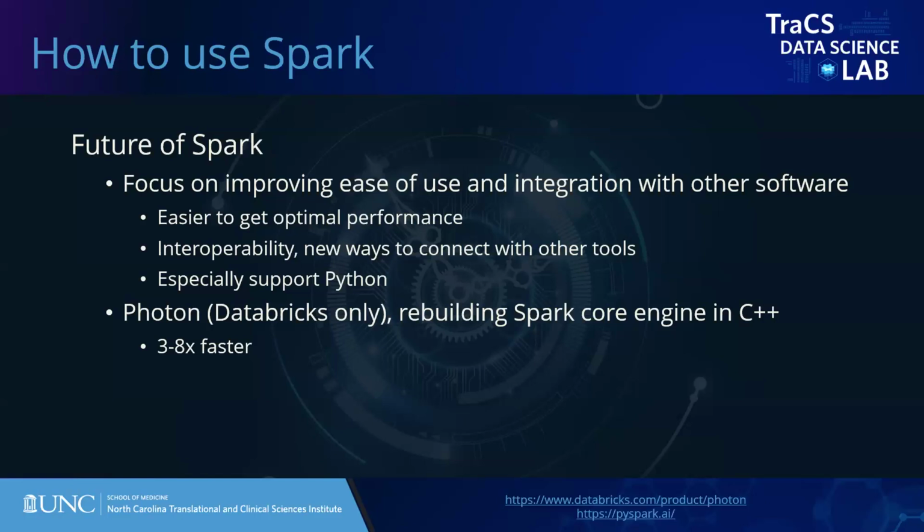Photon is a major development that they've been working on. Currently, it's only available through Databricks, but it may eventually be rolled out into open source Spark. So Photon is a complete rebuilding from the ground up of the Spark core engine in C++, whereas before it was in Scala. The idea is that they can ultimately make it more performant in C++ than they could in Scala. And they're advertising 3 to 8 times speed increases on average. But I think these numbers could potentially continue to go up in the future because this is an ongoing project and they haven't finished this rebuild yet.